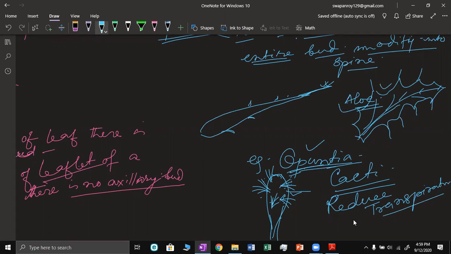The cacti are desert plants. Their water supply is very less, and so they have to reduce or economize the use of water, and that's why the leaf has been changed into a spine, and the function of the leaf is carried out by the stem.